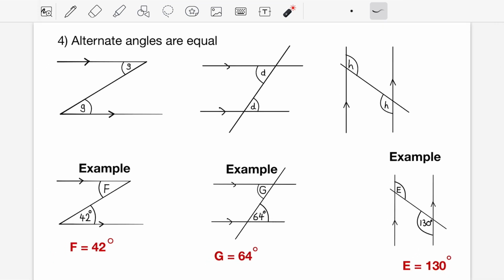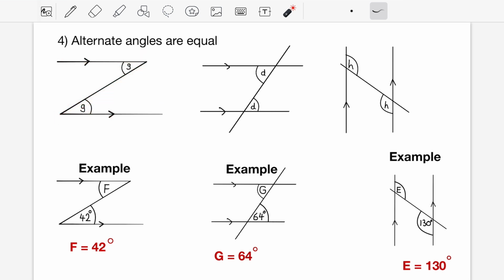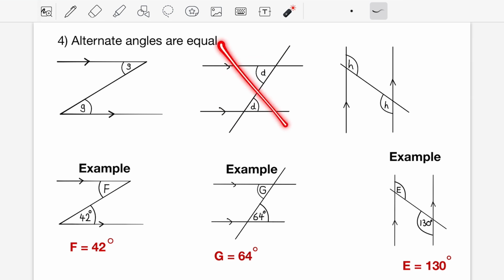All right, so we have alternate angles, or some persons call it Z angles, where these two angles are the same. The Z doesn't have to be perfect. We just need to have two parallel lines and a line cutting straight across. It can be this way, it can be this way, it can be this way, two parallel lines.